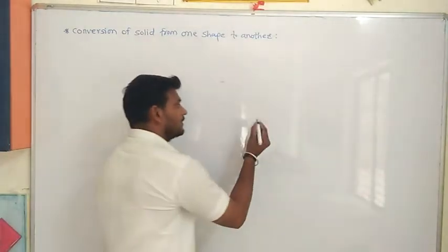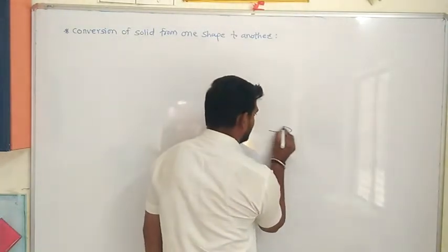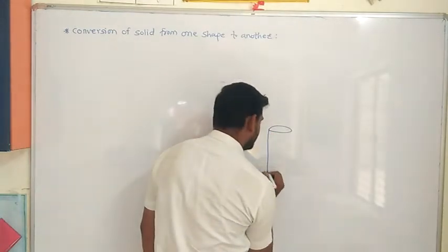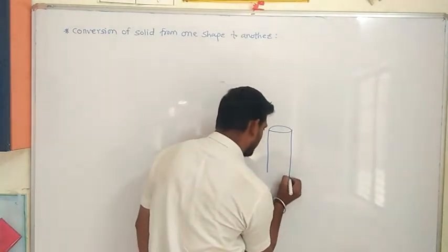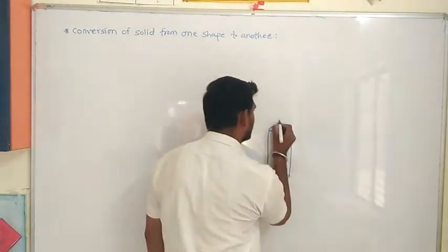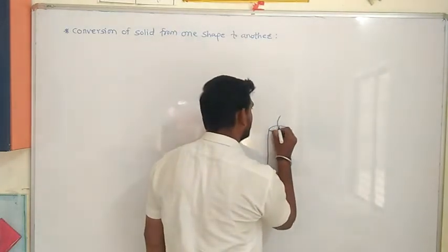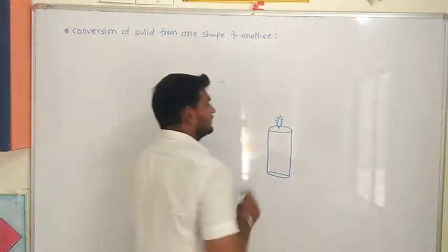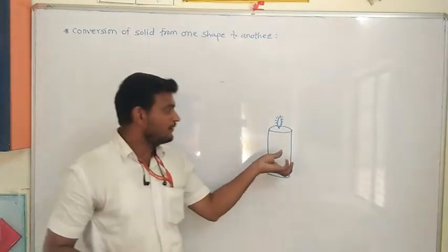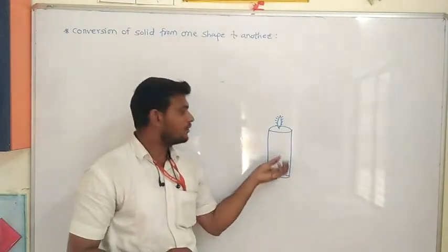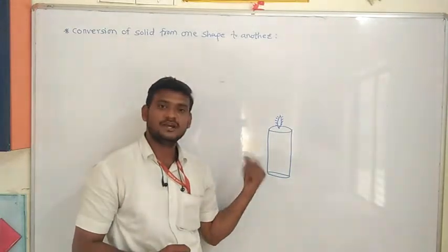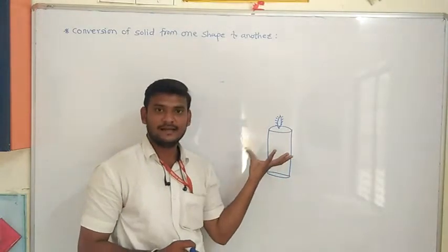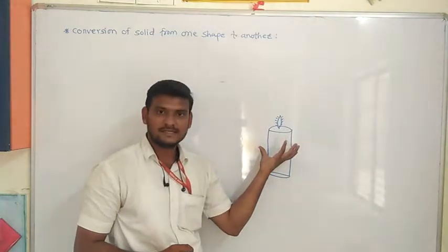Suppose there is a solid candle. See here, this is a wax candle. Everybody knows the candle which we are using in the house. Now we have to convert this candle. This candle is in which shape? This candle is in the shape of a cylinder.